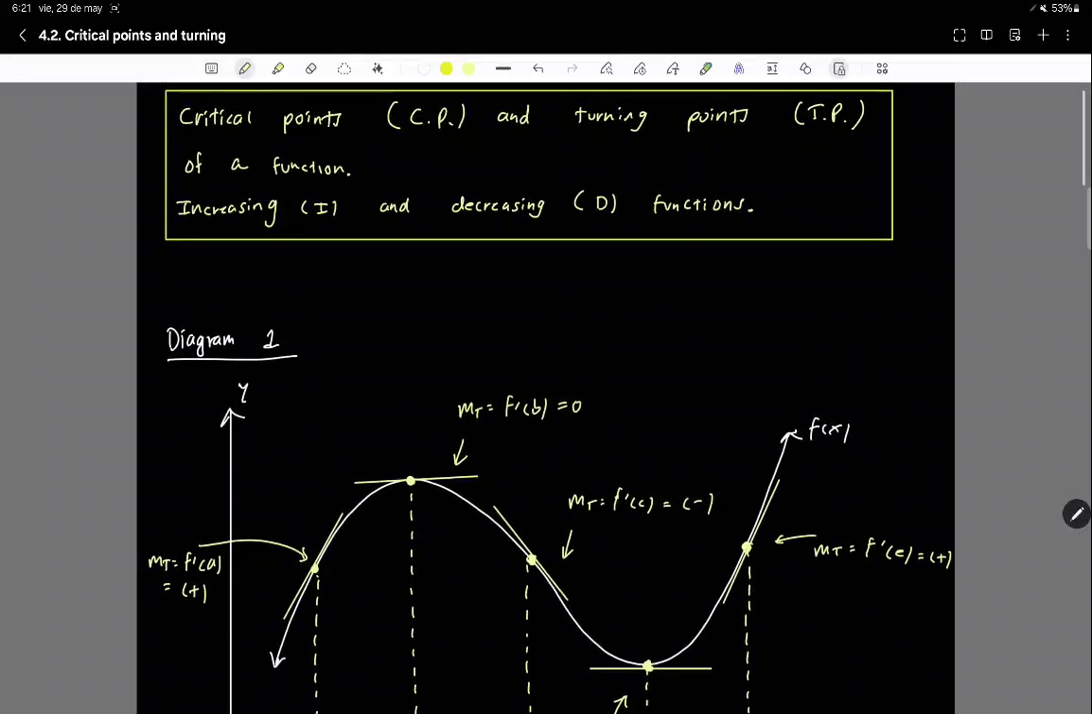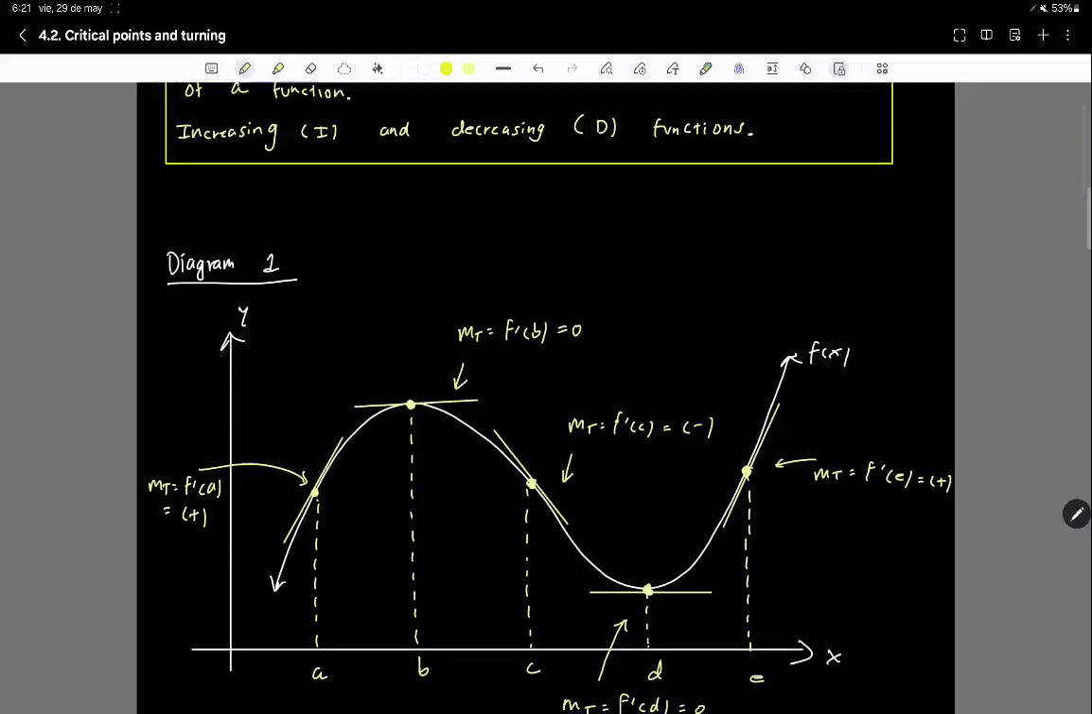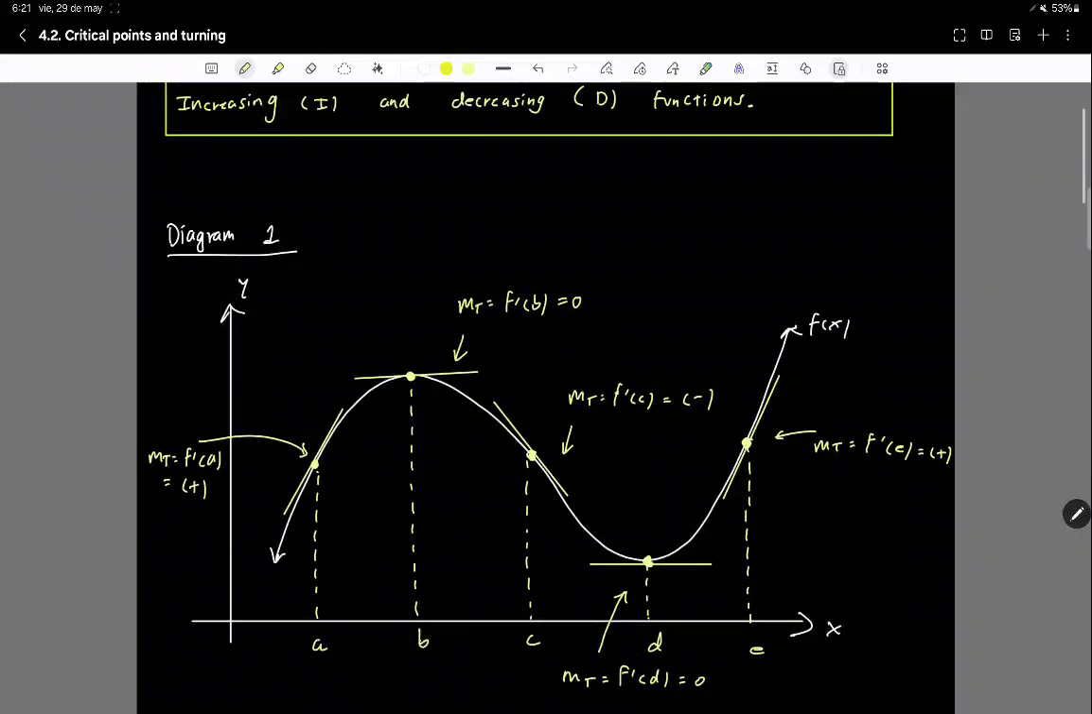First of all, I'm going to start the other way around. I'm going to start by explaining what increasing and decreasing functions mean. Basically, it's the following idea. I'm going to tell you what it means by means of an example. I'm not going to give you the precise definitions of this.